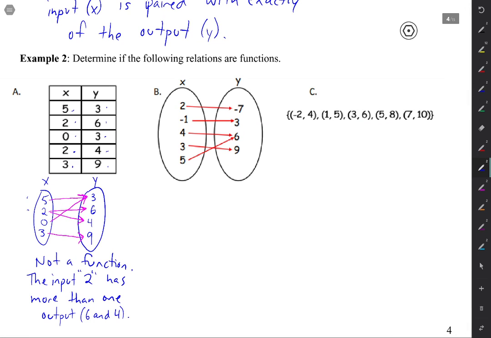So let's look at B. For B, they already gave us the arrow diagram, so that makes things a little easier. And let's see, do any of the x values match with more than one y value? Well, the 2 just goes there, 1 just goes there, 4 goes there, 3 goes there, and 5 goes there. So no, none of them match with more than one y value. Therefore, yes, this is a function.